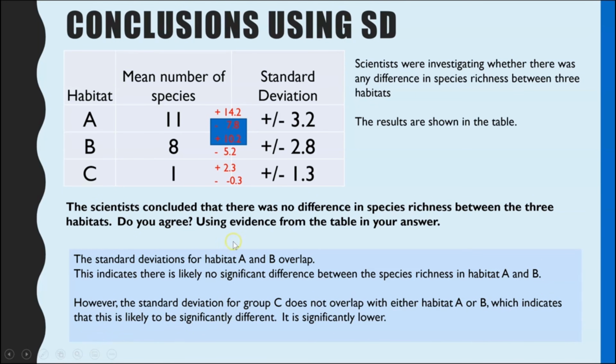However, the standard deviation for group C does not overlap with either habitat B or A. And that indicates it's likely to be a significant difference. And in this case, it's significantly lower. So that is our evidence which goes against the conclusion. And that's what they'd be after. They're not interested in whether you actually say yes or no. They want you to use the data to say the two sides of the argument.